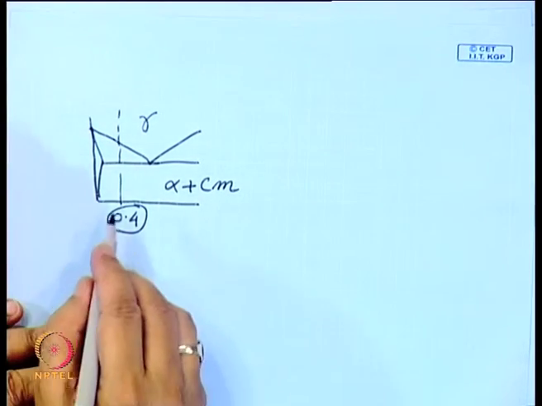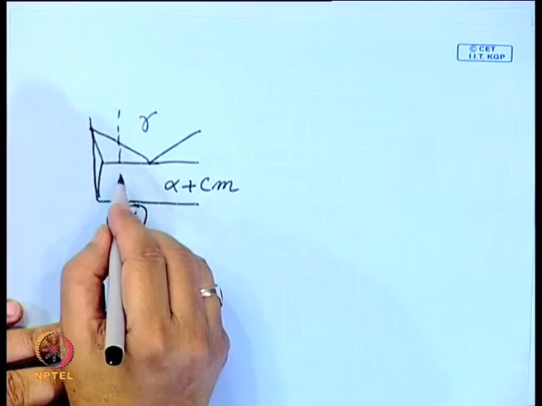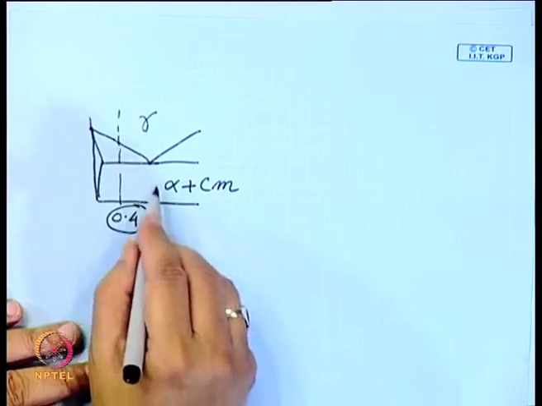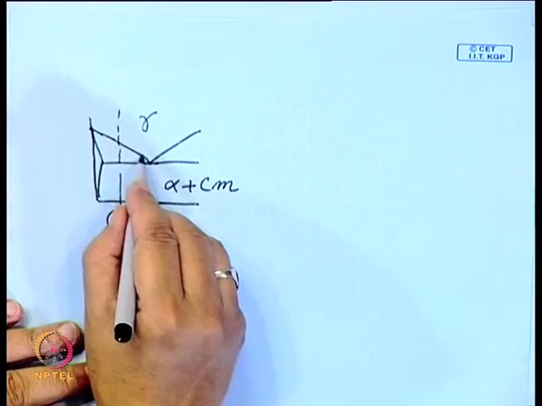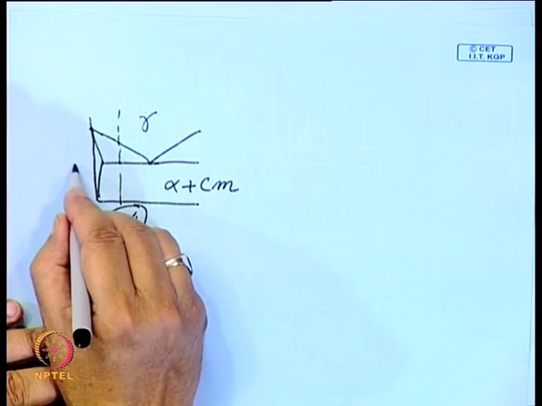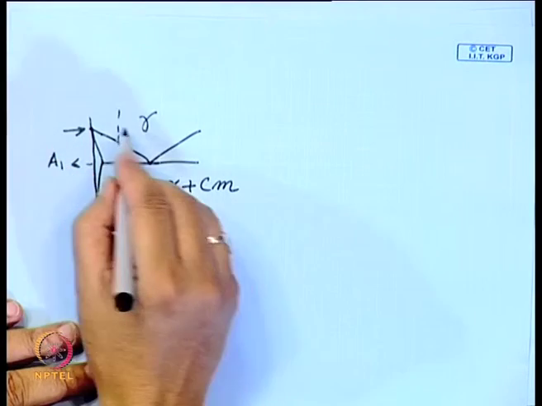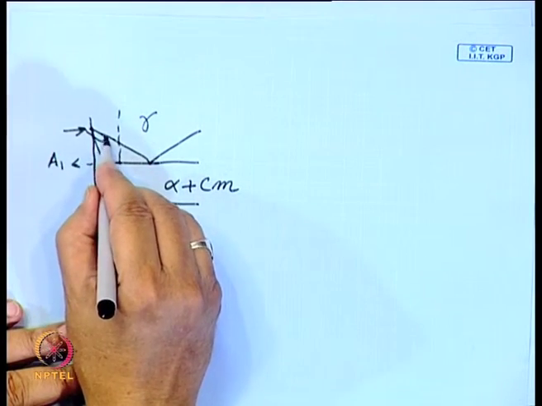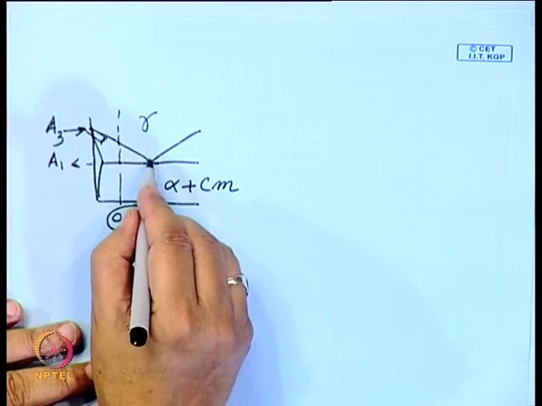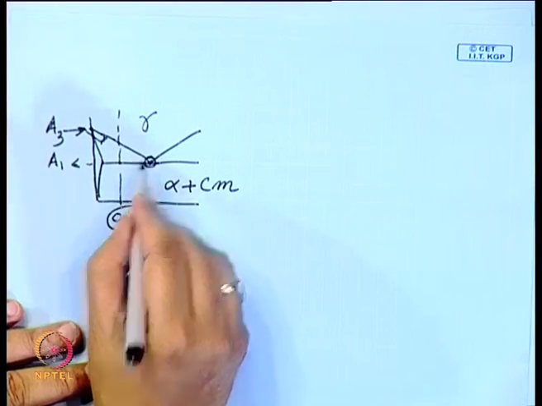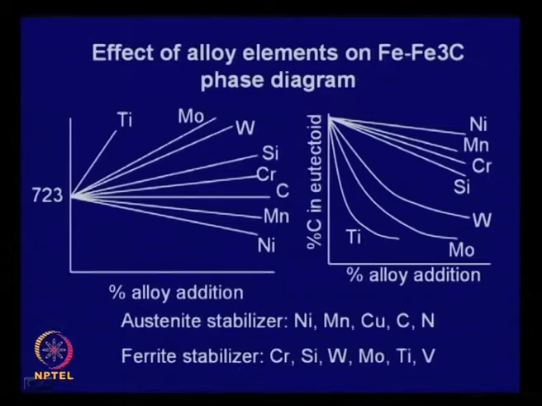If alloy addition is added, what will happen to its microstructure? How do you interpret it? Then we have to see what the alloy addition does. It can do two things. It can change these critical temperatures, A1 and A3. It can also change the composition of the eutectoid. So, let us first look at it, which is shown over here.